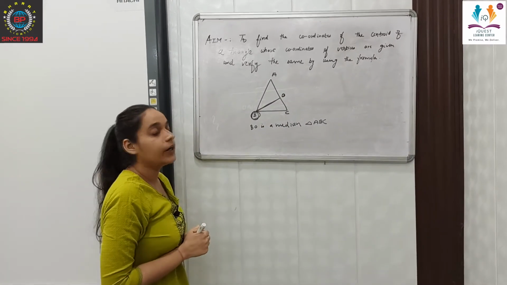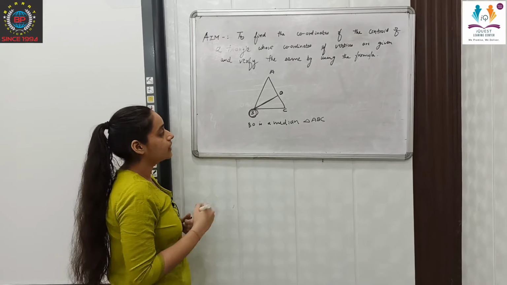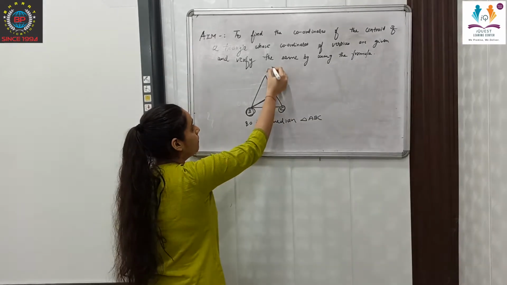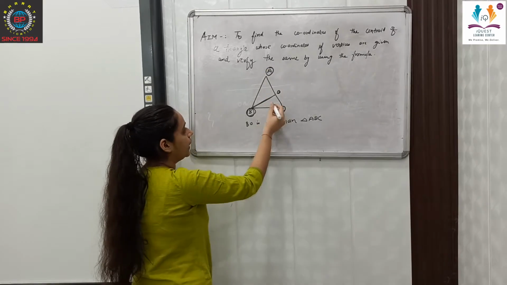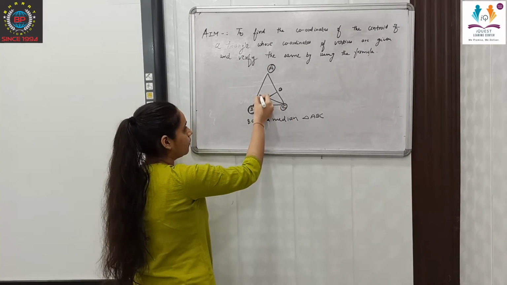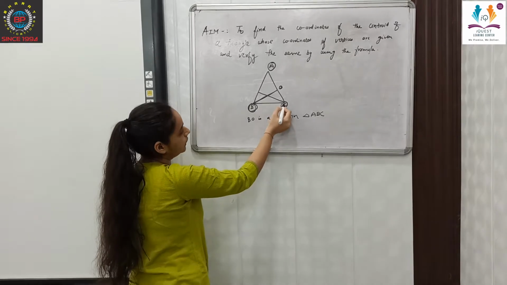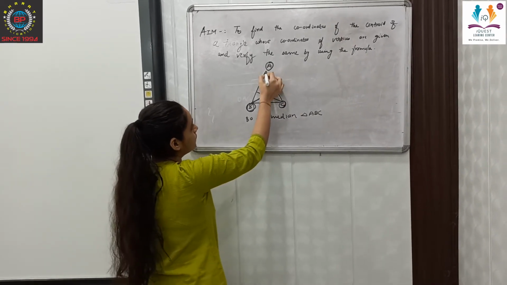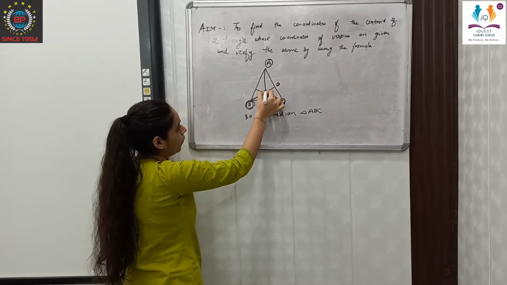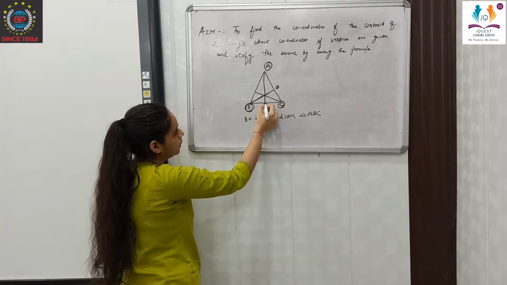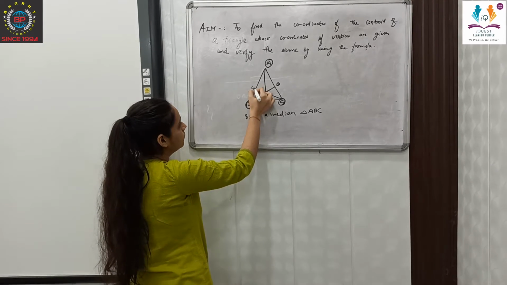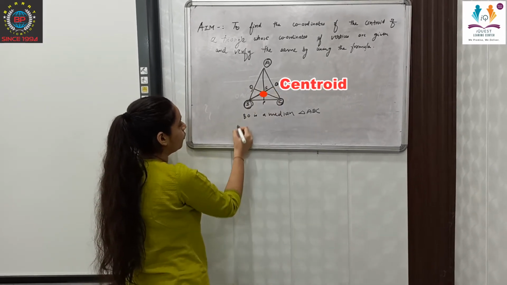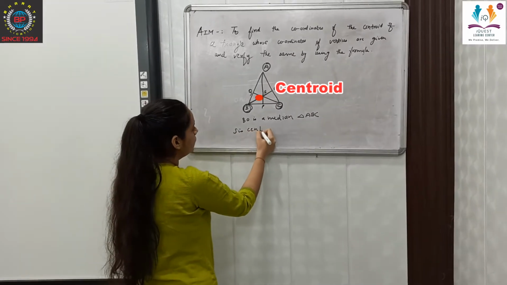So the centroid of a triangle is the point where all the three medians of the triangle meet. This is the second median drawn from point C, and this is the third median drawn from point A towards BC. So this point, that is S, is the centroid of triangle ABC.